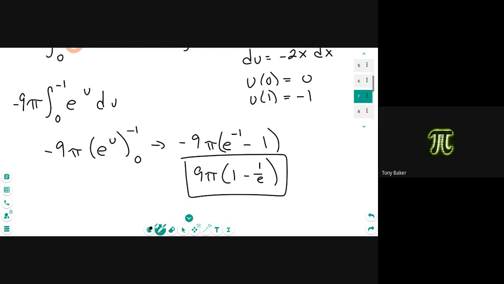So you will have a problem that does disk method and one that says shell method. They will not tell you which method you need to use. It just says find the volume of the solid rotated about. So you'll need to determine which one to use.